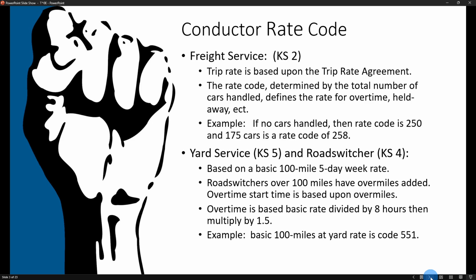Yard service, KS5, and road switcher, KS4, are based upon 100 miles 5-day week rate. Road switchers over 100 miles will have overmiles added to them. Overtime starts based upon the amount of overmiles. Overtime is based on basic rate divided by 8 hours and then multiplied by 1.5. Example, a basic 100 mile at yard rate is code 551. That's the only thing you should ever see in a yard job or KS4 is rate code 551.